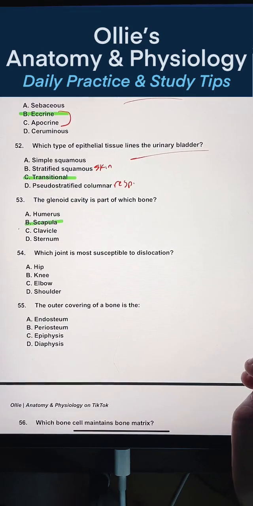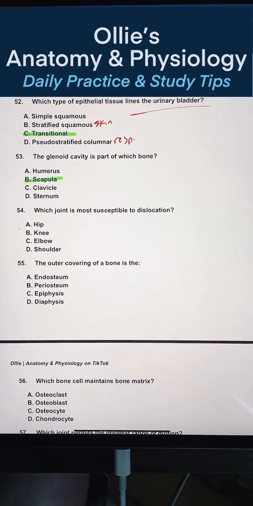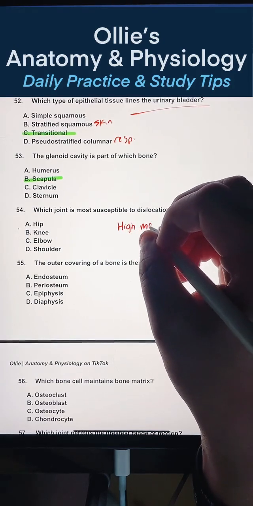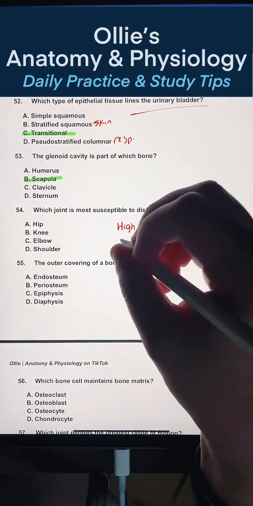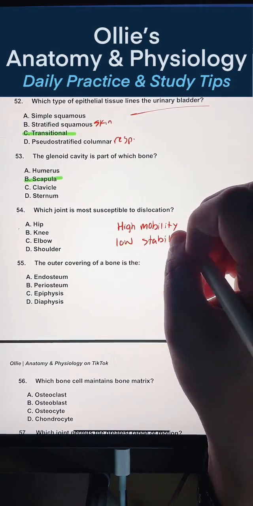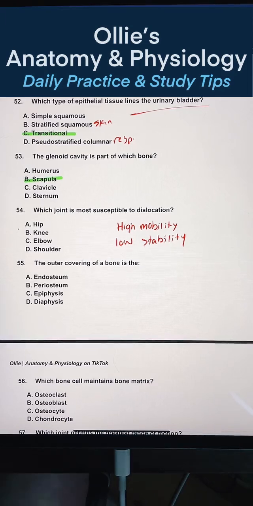Number 54, which joint is the most susceptible to dislocation? It has high mobility, but it has low stability. A, B, C, or D? I know some people can get a little more confused between a couple of these. So I'll give you a couple seconds to answer, and then I will explain.